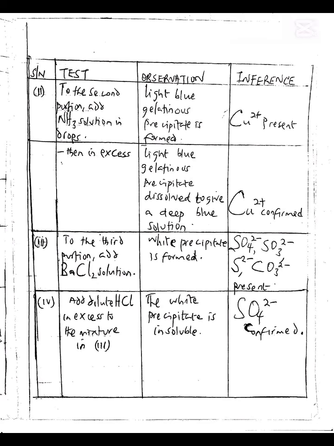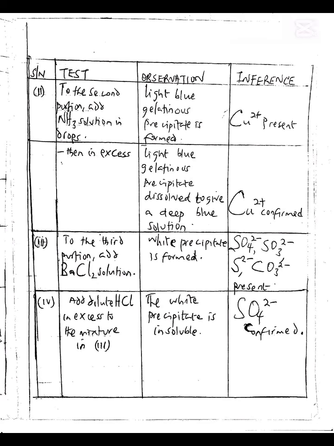Now you will also be asked, in the third portion, to add barium chloride solution. So when you add barium chloride solution, you observe that a white precipitate is formed. In your inference you write SO4 2-, SO3 2-, and CO3 2- is present. That is, you are suspecting them.